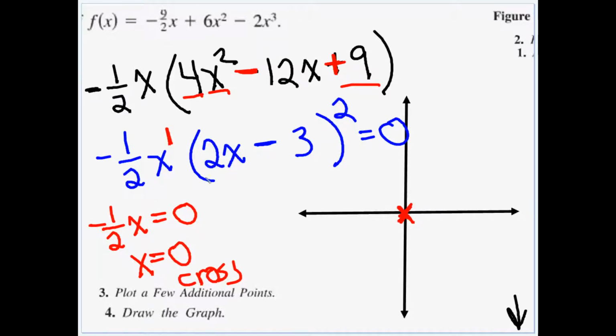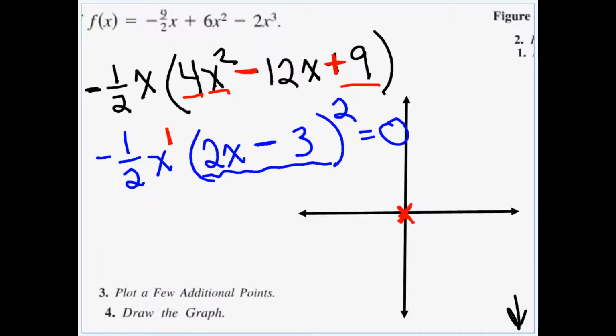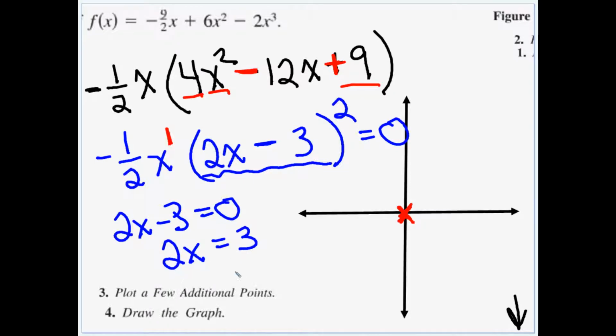And if we set this in the parenthesis equal to 0, set 2x minus 3 equal to 0. We're going to add 3, 2x equals 3. Divide both sides by 2, x equals 3 halves. 3 halves is 1 1/2. So if I mark my x-axis, here's 1, here's 2. I'm going to use a dot because we are going to bounce at this one. We will not cross. Even multiplicity means we bounce.